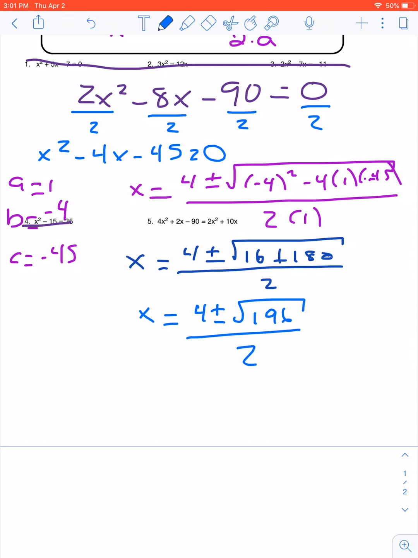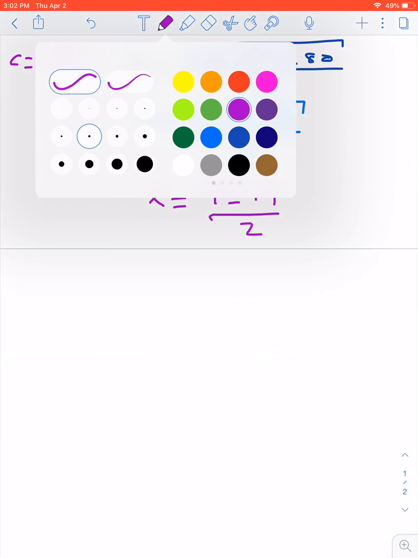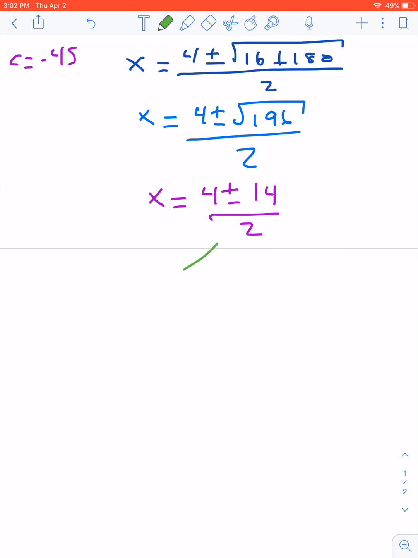Well, I actually can take the square root of 196. The square root of 196 is 14. If I couldn't do that, normally I would just keep the decimal, and I would separate it up here. But because I can, I'm going to simplify that to 14 over 2. And then just like the last problem, I'm going to separate it into 2 parts. So I end up with x equals 4 plus 14 over 2, and x equals 4 minus 14 over 2.